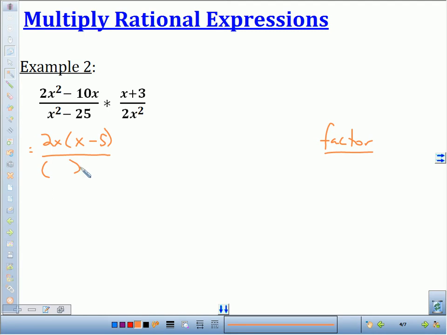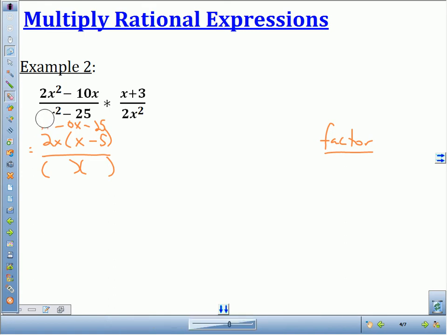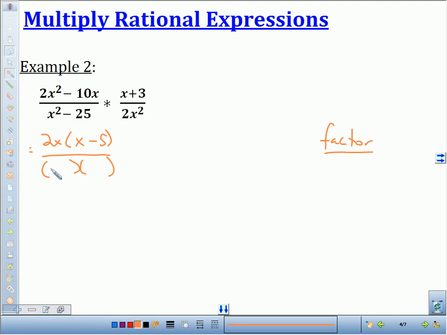On the bottom, x squared minus 25. Remember, this is x squared minus 0x minus 25. Which means that we're trying to get the factors of negative 25 that add up to 0, which would be 5 and 5. Positive 5 and negative 5 add together to get 0, multiply to get you negative 25.